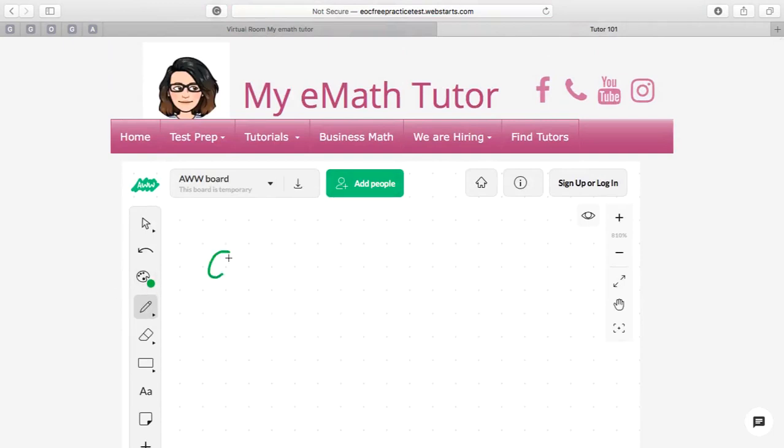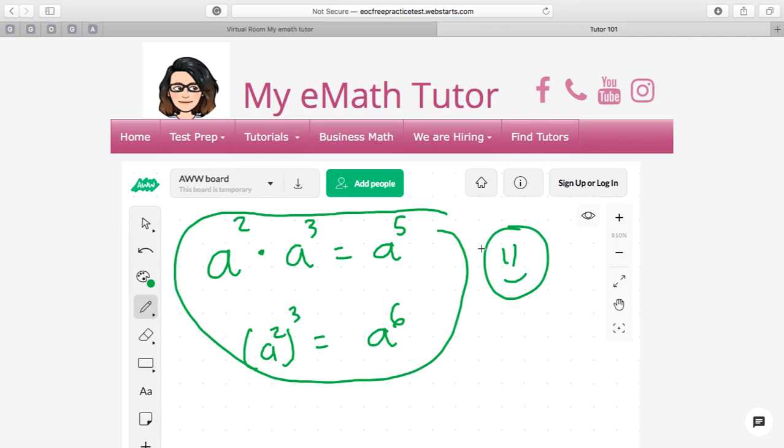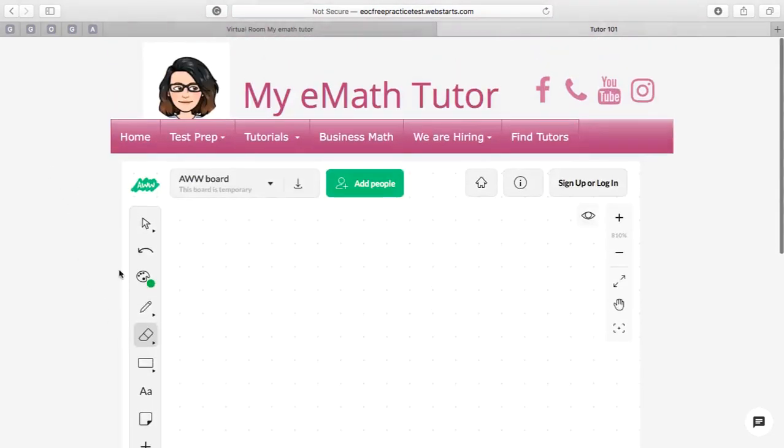For example, if I have a squared times a cubed, this is a to the 5th. However, if I have a squared to the cube, this is a to the 6th. Very important. Take a little screenshot of that because believe me, this is what's going to help you be successful when you do algebra, which you're going to see a lot of letters, but we're going to have fun with that. We'll get there.